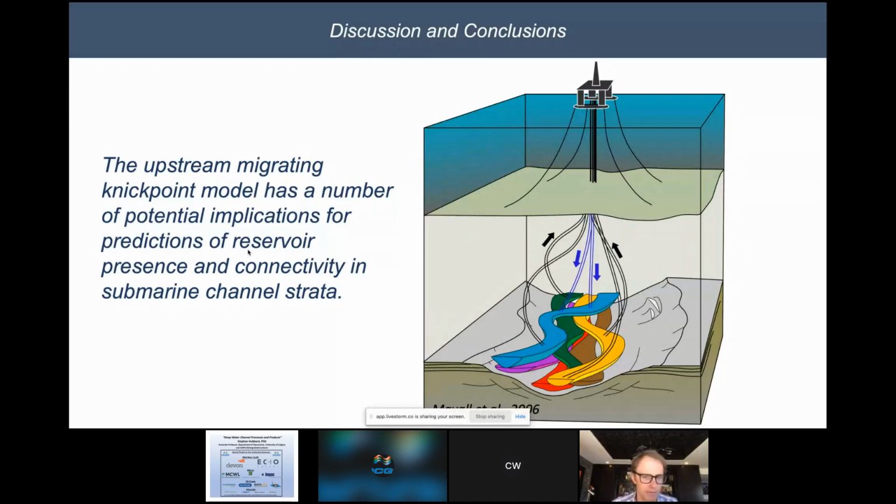Again, some of these are becoming more and more relevant to places like Guyana, which are hot even in these times. So the upstream migration model has a number of potential implications for the predictions of reservoir presence, and of course then eventually the connectivity amongst these different sand bodies, right?